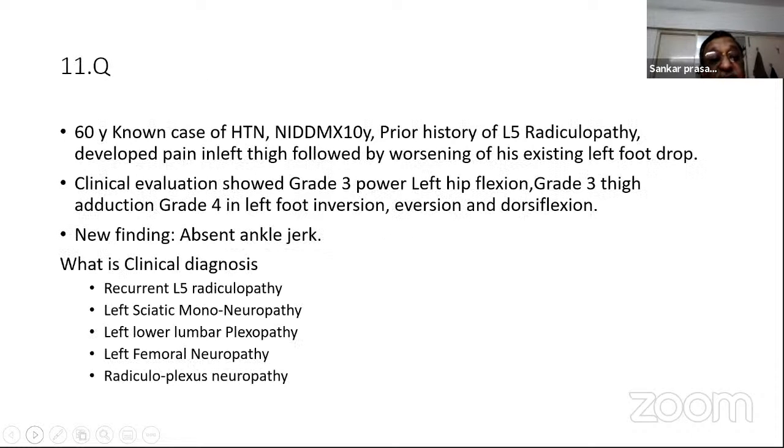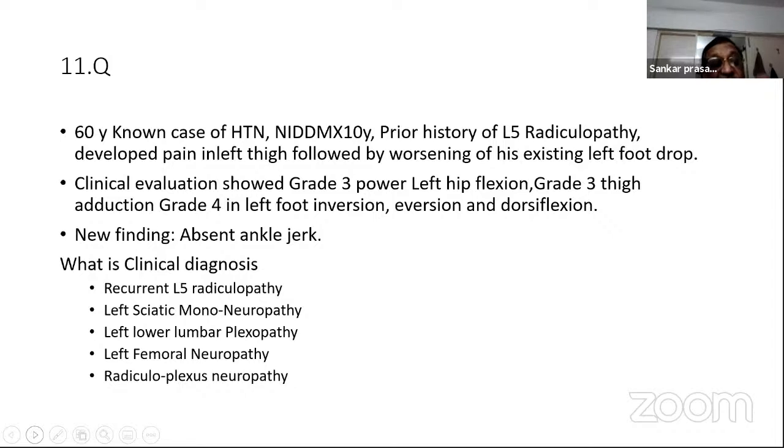Right. Now, 60-year-old known case of hypertension, diabetes of 10 years, prior history of L5 radiculopathy, developed pain in left thigh followed by worsening of his existing left foot drop. Clinical evaluation showed grade 3 power left hip flexion, grade 3 thigh adduction, grade 4 left foot inversion, eversion, dorsiflexion. There is a new finding, that is absent ankle jerk. So what is the clinical diagnosis?